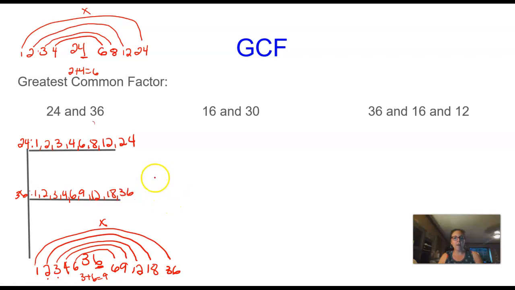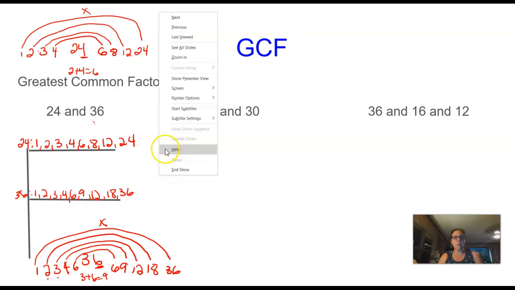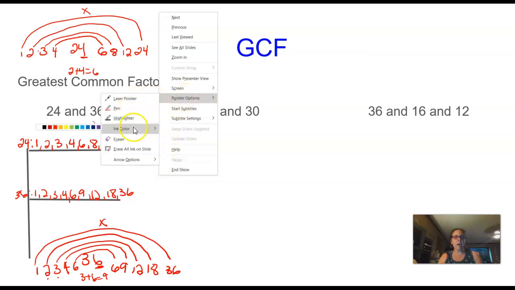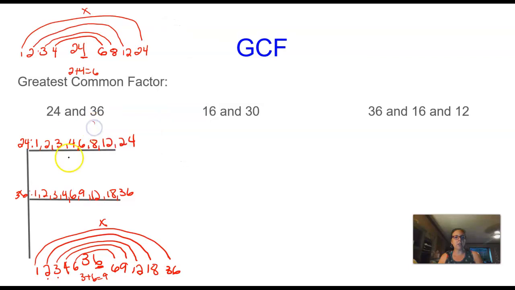Okay. So now what we're going to do is we're going to find what they have in common. Okay. What they have in common. I'm going to change the color so we can do that. So we have 1 in common. We have 2 in common. Hopefully you'll circle yours better than mine.